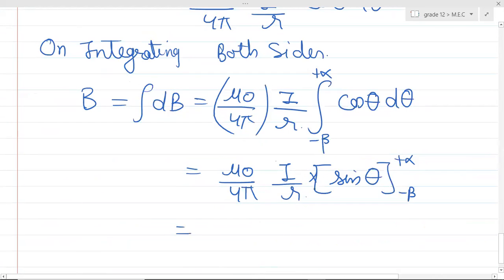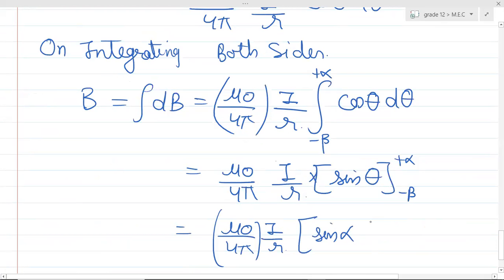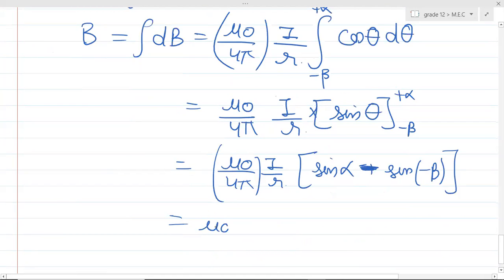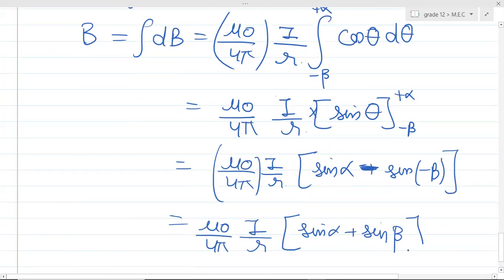So is this clear, guys? And then when you write it, the final answer is mu naught by 4 pi into I by r. Never ever solve this, guys. Even if there is a 2 or some constant outside, never solve this. Okay, let it be like that. Remember the last term. So I by r into sine alpha minus sine of minus beta. Yes or no? So when you solve it, the final answer you get is mu naught by 4 pi I by r into sine alpha plus sine beta. Yes or no? Any doubt, guys?